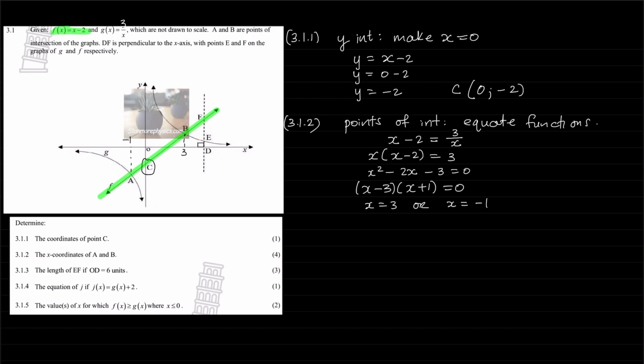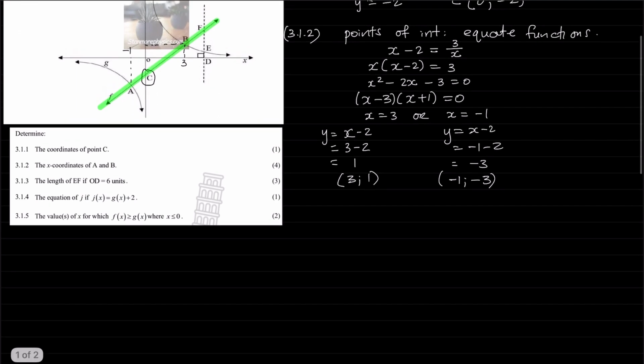So if we want the y value, we substitute it back. Let's use the simple one, y equals x minus 2. If we know x is 3, we say y equals 3 minus 2. That means y is 1. So the coordinate will be 3 and 1. The other coordinate will be y equals negative 1 minus 2, that's minus 3. So the other coordinate will be negative 1 and negative 3. Okay, so we've got our coordinates.